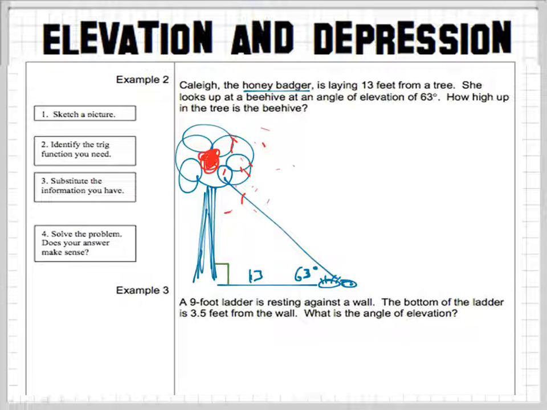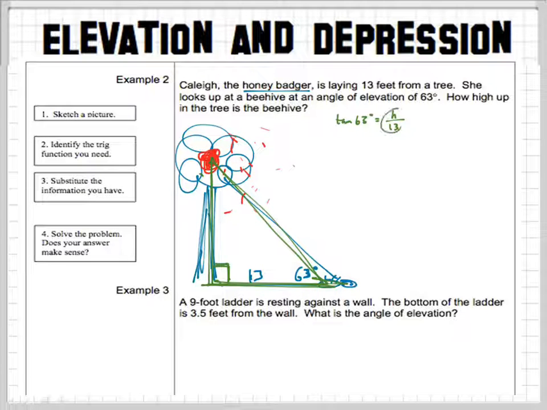Check this out. We have a right triangle right here. There's a right angle right here. Here's your right triangle. It's green. We can use tangent because this side is opposite of this angle, and this is adjacent. So tangent of 63 degrees equals the opposite side, which is the height of the beehive, over the adjacent side, which is 13.